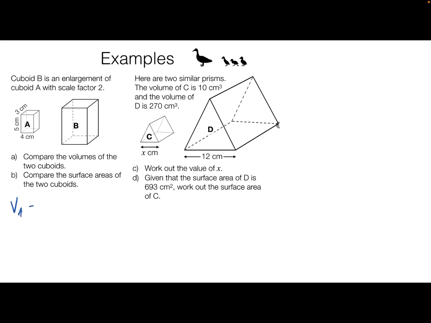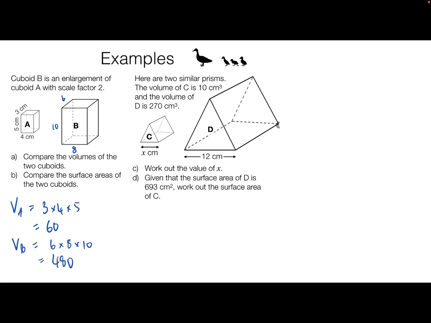So volume of A is going to be 3 times 4 times 5, which is 60. Okay, the volume of B, well, if the scale factor is 2, then that's going to be 10, that's going to be 8, that's going to be 6. So it will be 6 times 8 times 10 equals 480.